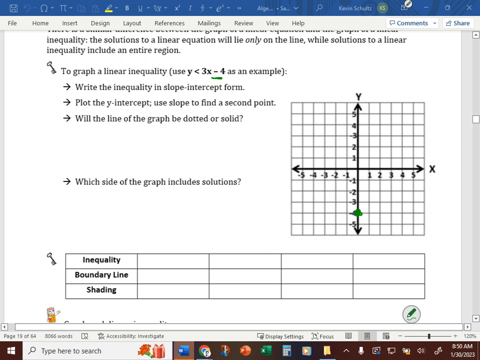Okay. How do we get our second point? Slope, which is what? 3/1, right? So from this y-intercept, we're using our slope, up 3 over 1. And I don't want you to connect these points yet, because after you plot the points, here's where the inequality kicks into play. Okay?